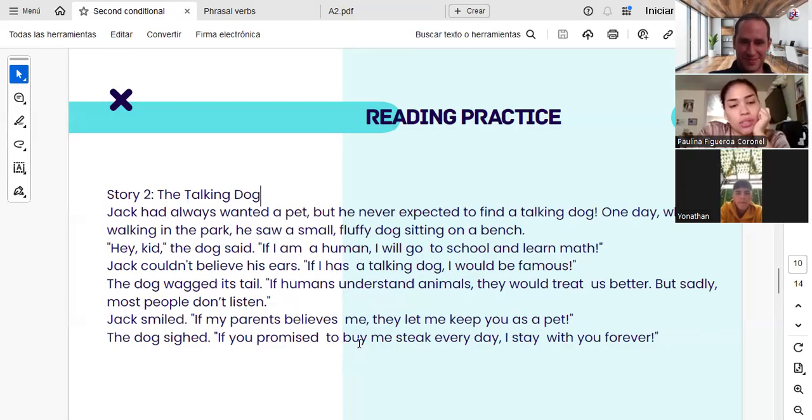Story number 2, The Talking Dog. Jack had always wanted a pet, but he never expected to find a talking dog. One day, while walking in the park, he saw a small, fluffy dog sitting on the bench. Hey kid, the dog said. If I am a human, I will go to school and learn math. Jack couldn't believe his ears. If I had a talking dog, I will be famous.